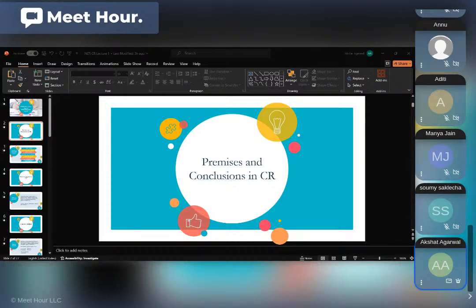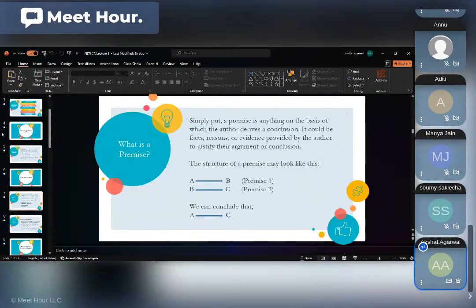Akshat, I'm really sorry to interrupt you. Are you changing your slides? We have been stuck at the first slide itself. Just a second. Okay, yeah, I did change my slide. Just a second. Now they're visible. Okay. Just give me a sec.